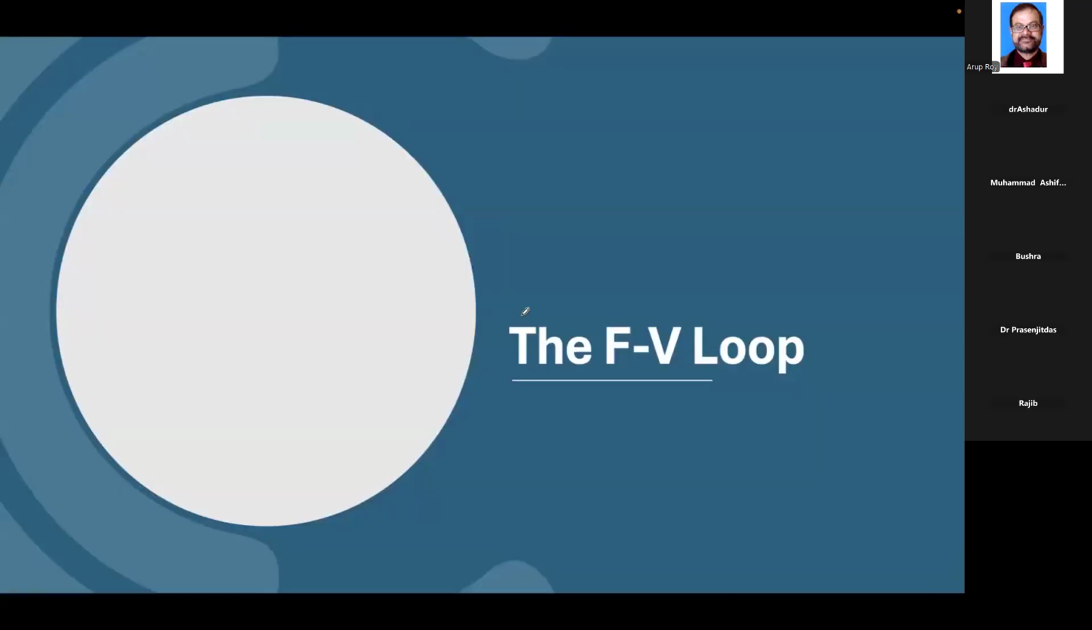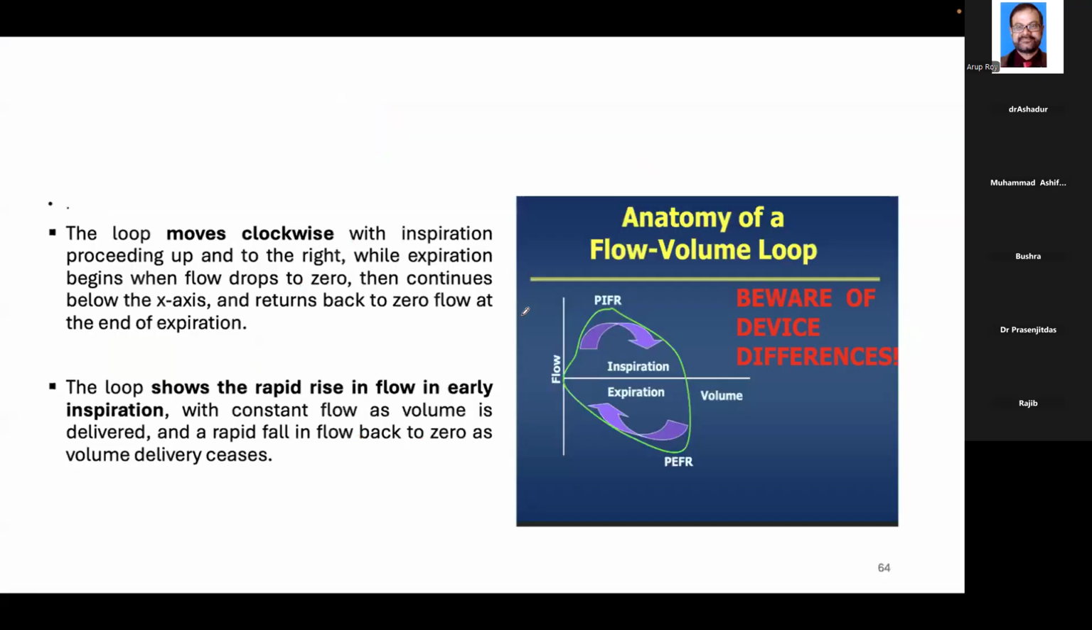Now coming to your last graphs, those are your flow volume loops. Flow volume loops, again, like your scalars, there will be an inspiratory phase, peak inspiratory flow rate, decelerating phase, accelerating phase in your expiration, leading to a peak expiratory flow rate. Again, this will slowly decelerate to your zero level. So this is how a flow volume loop looks like.